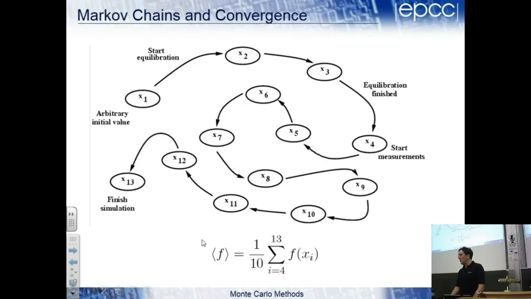So, for example, if I wanted to compute one of these averages, it would be the sum over these 10 states of the value of the variable for each state. It's a slightly strange way I've written it, but the reason it's a tenth is because there are 10 states here, 4 to 13, but I only start at state 4 because the first 4 were this equilibration stage where things were just settling down.